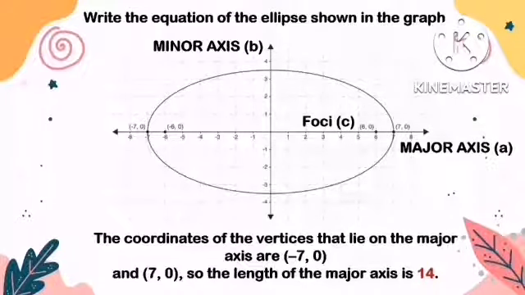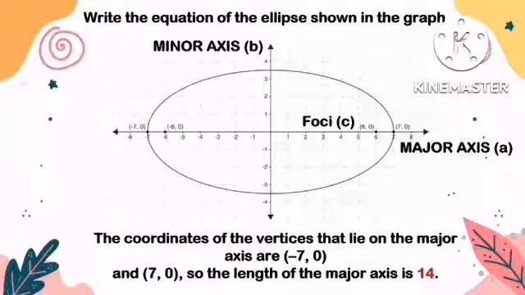In our graph, we can already identify which of the two lines is our major axis, which is our horizontal line, since it lies along the x-axis. And of course, it has the longer distance, so automatically it will be our major axis. Our ellipse here has a horizontal major axis. The first thing we need to do is to find the length of our major axis. In the graph, the coordinates of the vertices that lie on the major axis are (-7, 0) and (7, 0). So the length of our overall major axis is equal to 14.